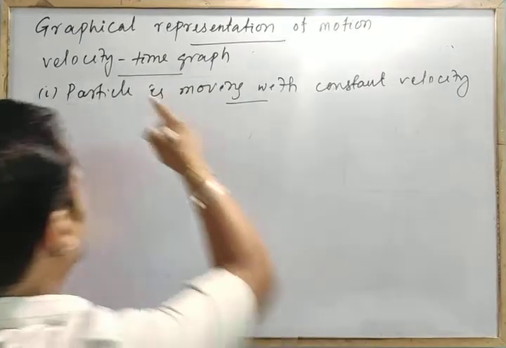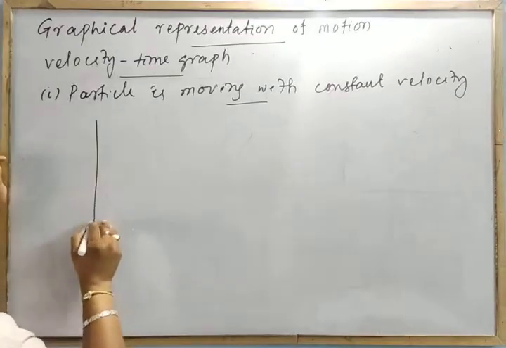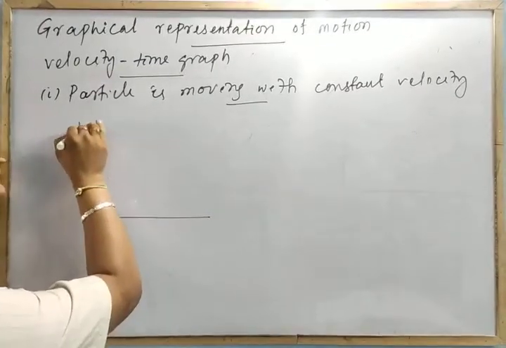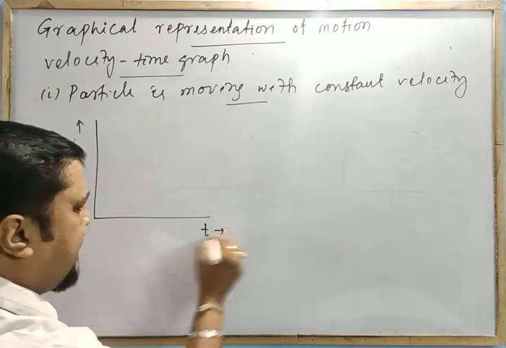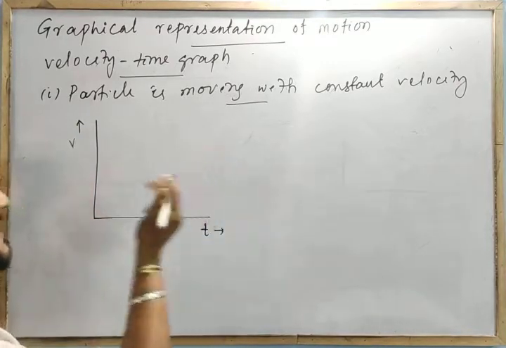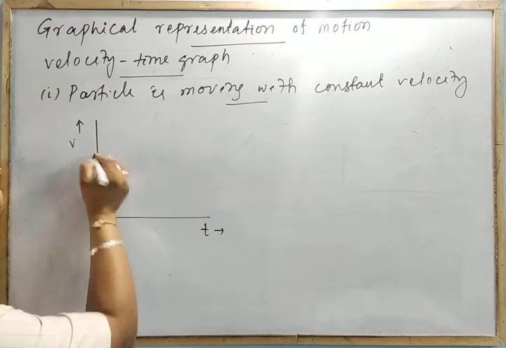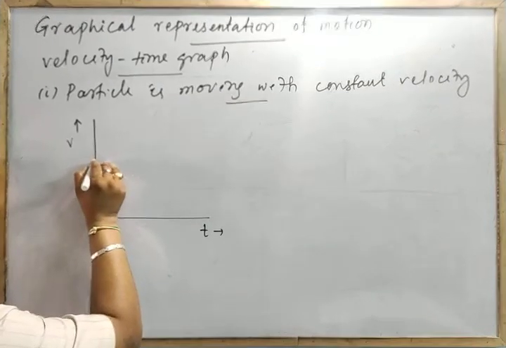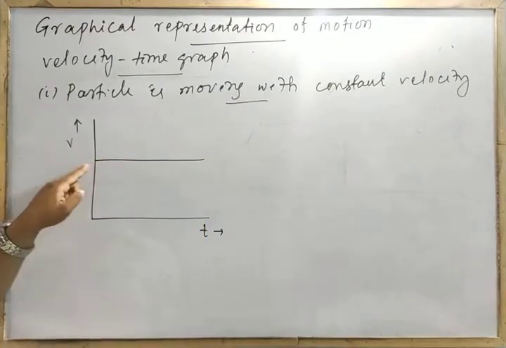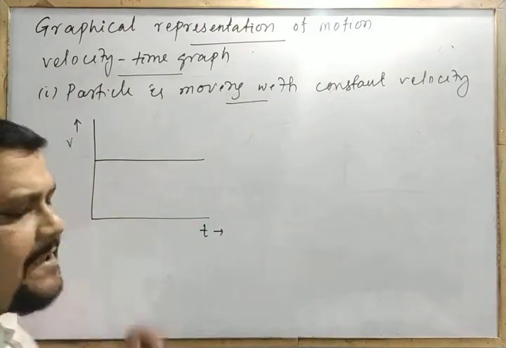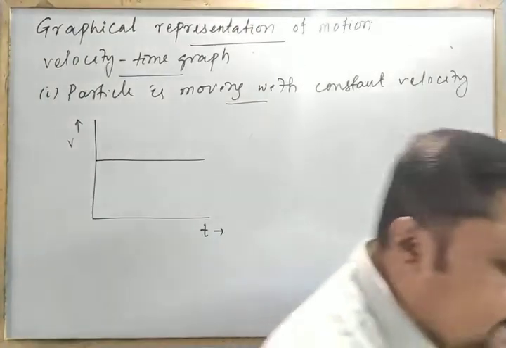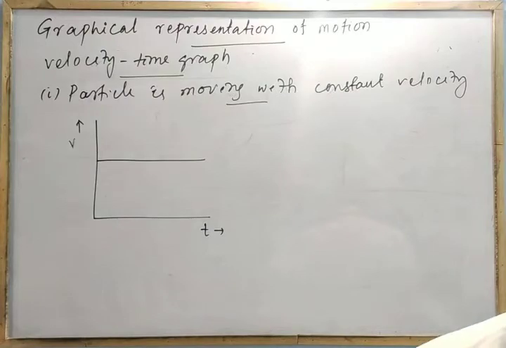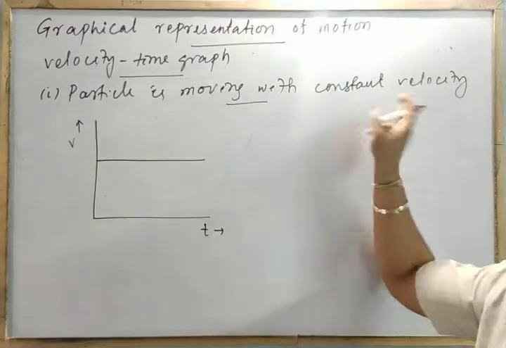So if you show the velocity-time graph, obviously this side is velocity and this is the time. As the time passes, the particle is moving with a constant velocity. Suppose the velocity at time t equal to 0 is v naught or u, then this u remains the same. So the velocity is constant throughout the time. So this is the velocity-time graph for a particle moving with a constant velocity.